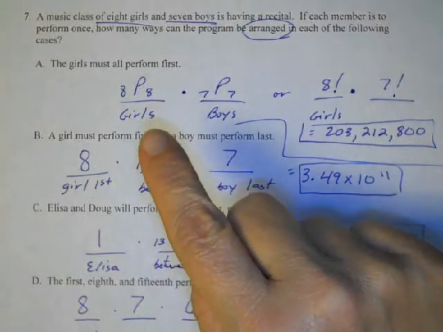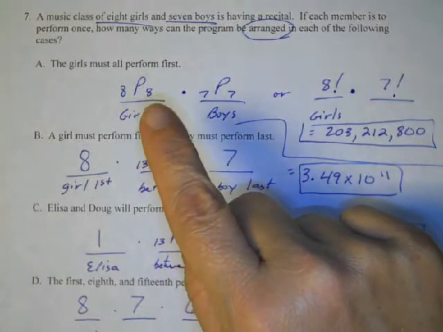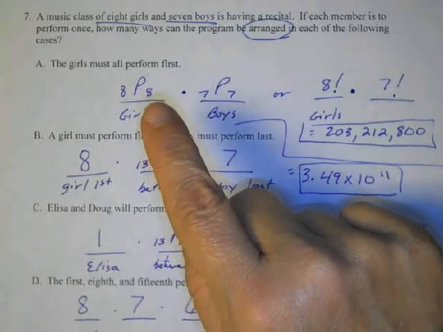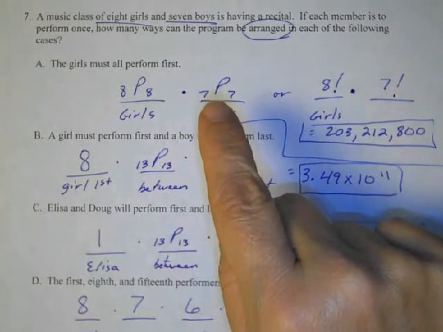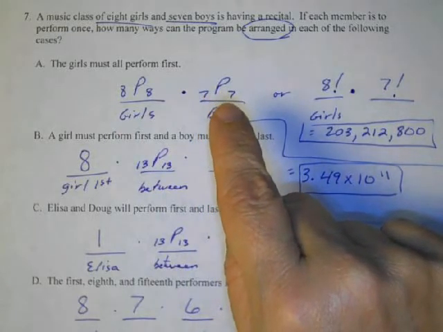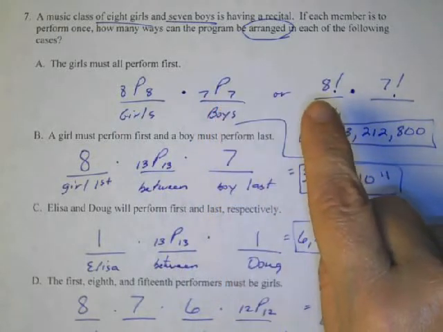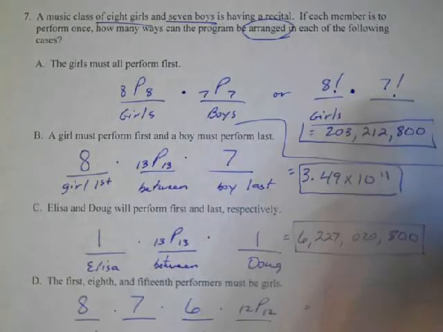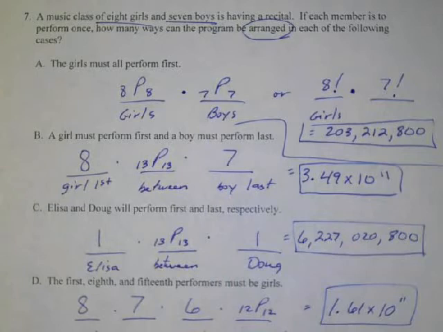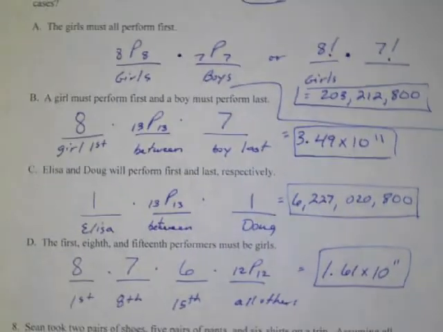So there's many ways to do this. You could do 8P8 for the girls. That means that you are assigning order to 8 girls. Times 7P7 for the boys, assign 7 boys order. Or you could do factorials. You could say line up all the girls, then line up all the boys. So 8 factorial times 7 factorial. Both will get you the answer.